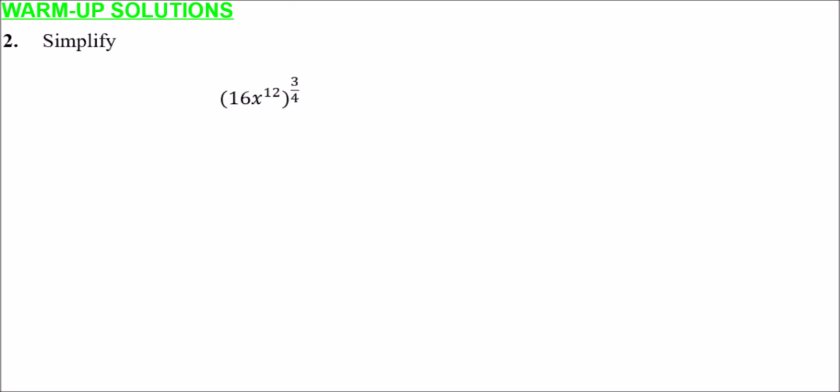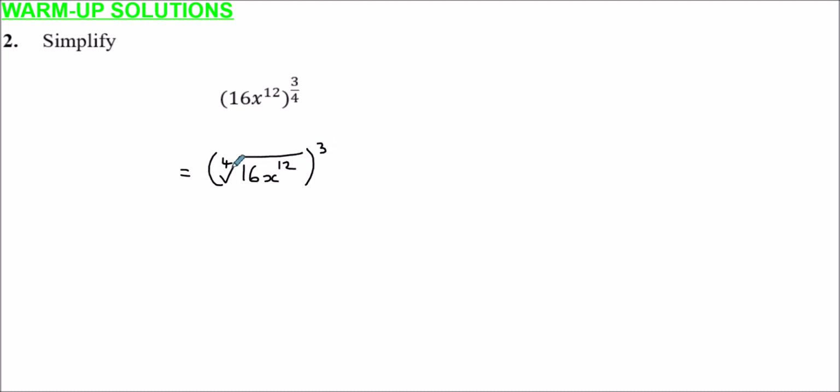For part 2, we need to simplify 16x to the 12, all of that to the power 3/4. There's a few ways of tackling this. What I'd suggest is we can think of 3/4 as 1/4 times 3. And so we can do the root first. We can do the 4th root of this, and then do the power 3 after. And so it can be considered as 16x to the 12, the 4th root of that, all to the power 3.